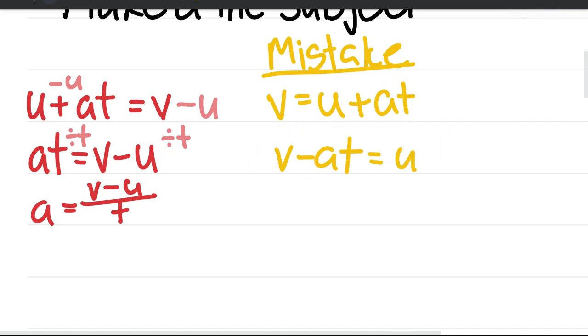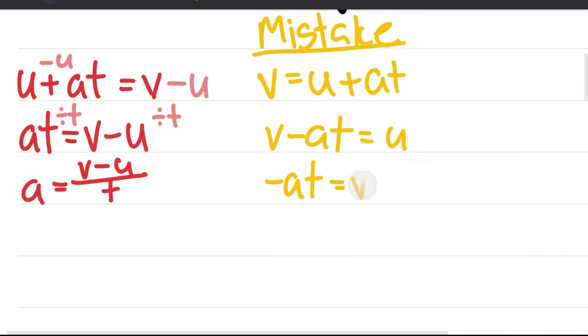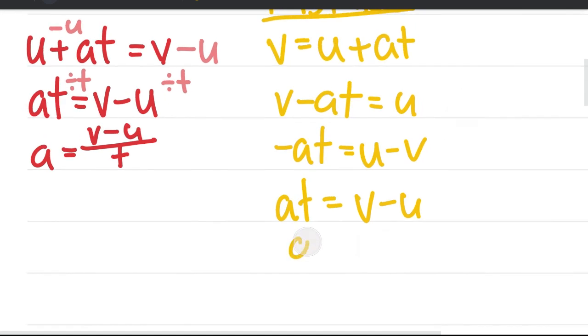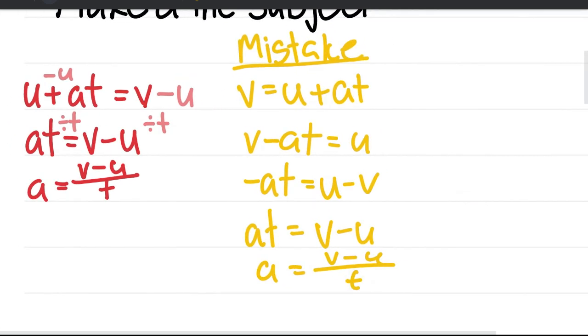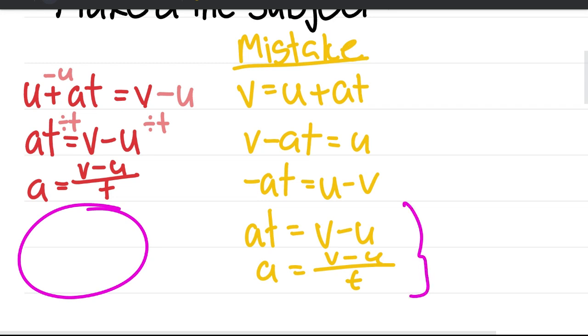So it will become negative AT equals U minus V. You see, now we have a negative, so it wastes more time, and this would be AT equals V minus U because we want to change the symbols, all that. Then finally, this is where you get your V minus U over T. Do you see how much you've wasted? How much space you've wasted? How much time you wasted? It's 2 lines you've wasted.